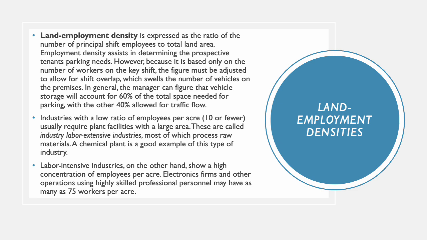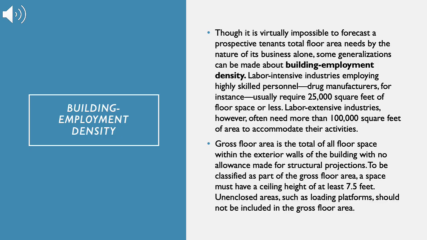Industries with a low ratio of employees per acre, 10 or fewer, usually require plant facilities with a large area. These are called capital-intensive industries, most of which process raw materials. A chemical plant is a good example of this type of industry. Labor-intensive industries, on the other hand, show a high concentration of employees per acre. Electronics firms and other operations using highly skilled professional personnel may have as many as 75 workers per acre. Building employment density. Though it is virtually impossible to forecast a prospective tenant's total floor area needs by the nature of its business alone, some generalizations can be made about building employment density.